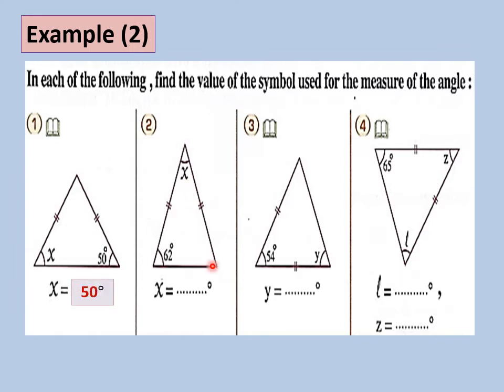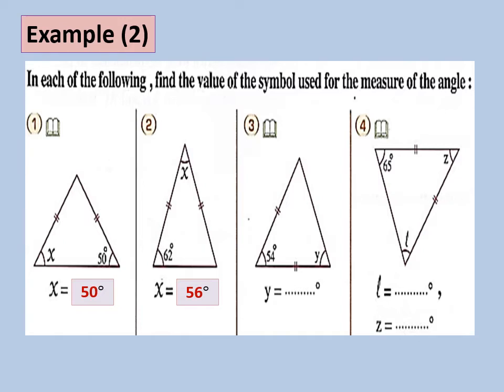Second, we have an isosceles triangle and one of the base angles is 62. So the other base angle will be 62. Then x will be 56. 180 minus the sum of 62 and 62.